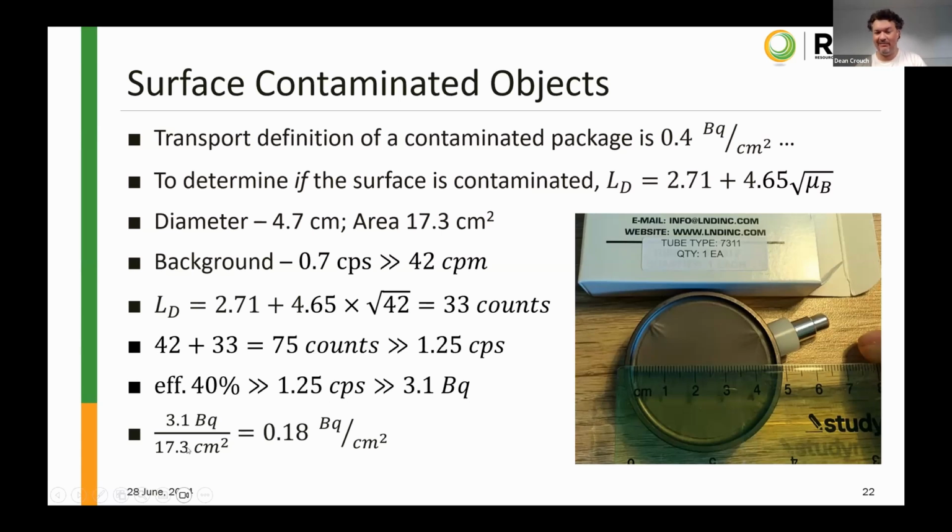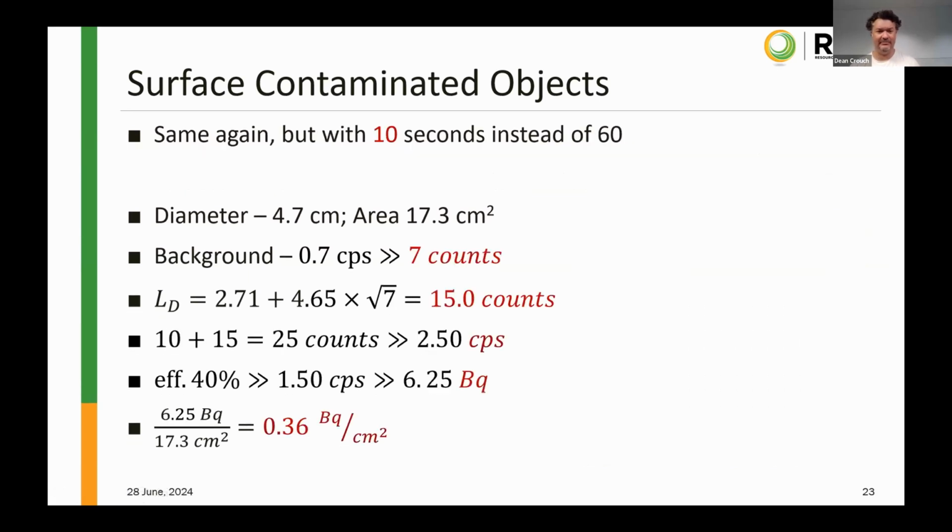And if I divide it by the area of the detector, my minimum detection limit for this is 0.18 becquerels per square centimetre, which is fine. I can use that to definitively release something as not contaminated. But keeping in mind, I had to stand there for a minute to do that. And that's ignoring any other impacts from stuff around it.